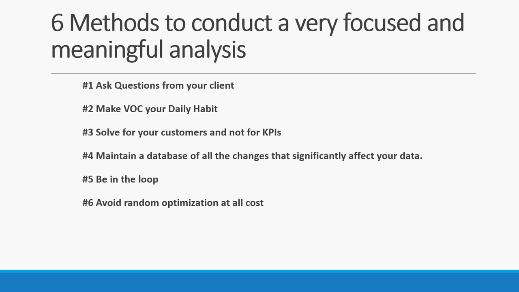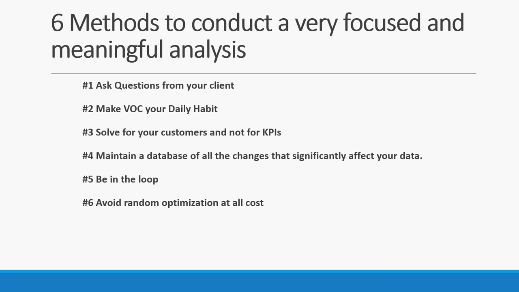What is the advantage of being in the loop? It is only by being in the loop you can maintain a database of all the important changes that significantly affect your data. For example, if you know in advance that all the marketing campaigns will be paused for a few hours because of site maintenance, you can make a note of it. And later, by referring to your note, you can quickly discount sharp decline in traffic and sales from your data trend. This will save a lot of your time and speed up your analysis. That's how, by being in the loop, you can conduct a very focused and meaningful analysis.